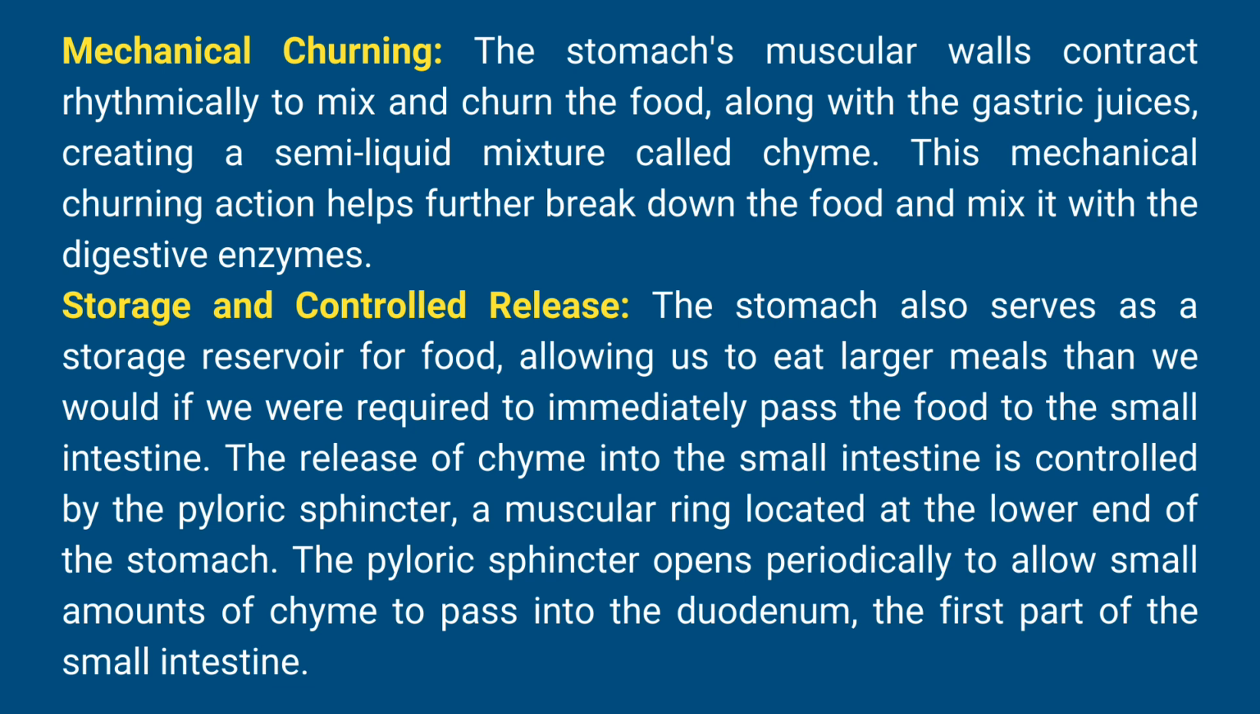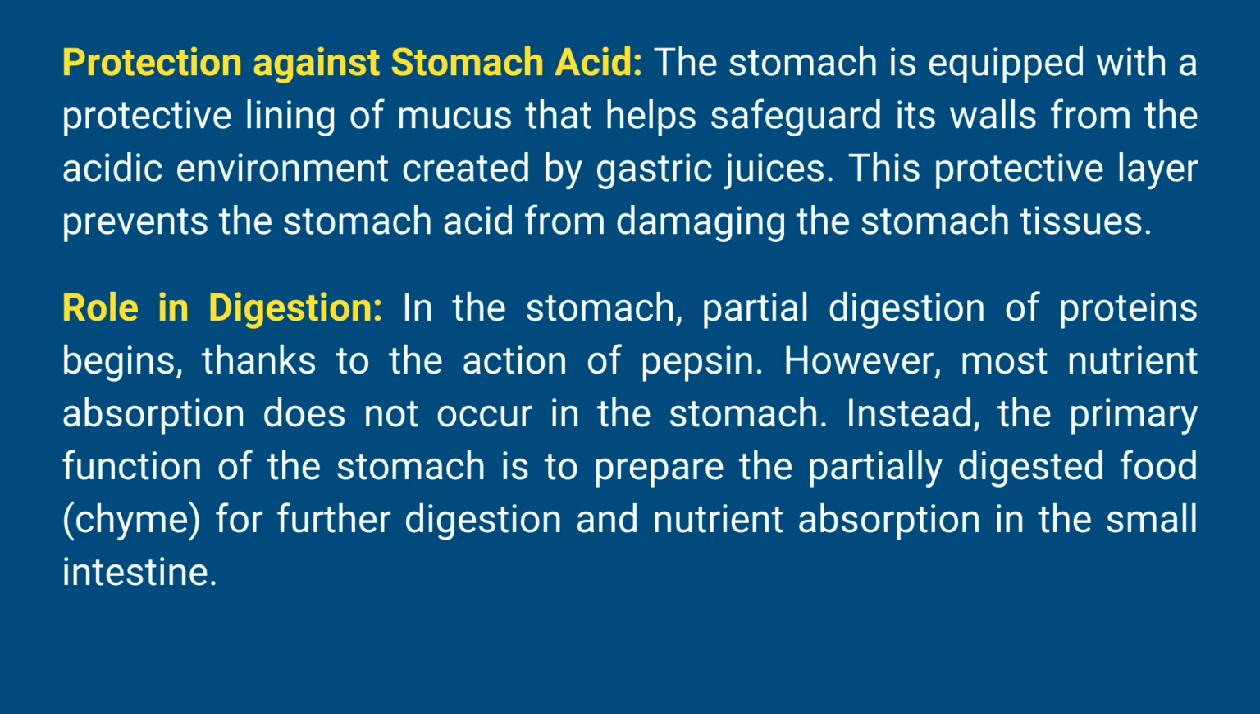The release of chyme into the small intestine is controlled by the pyloric sphincter, a muscular ring located at the lower end of the stomach. The pyloric sphincter opens periodically to allow small amounts of chyme to pass into the duodenum, the first part of the small intestine.